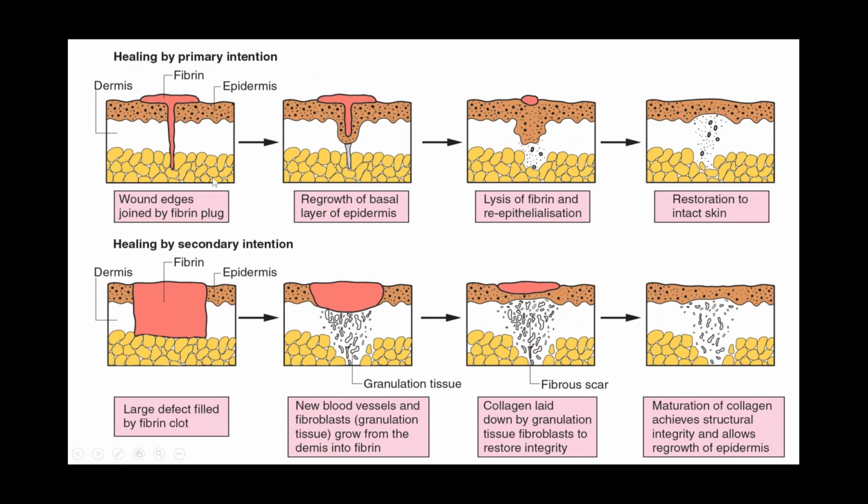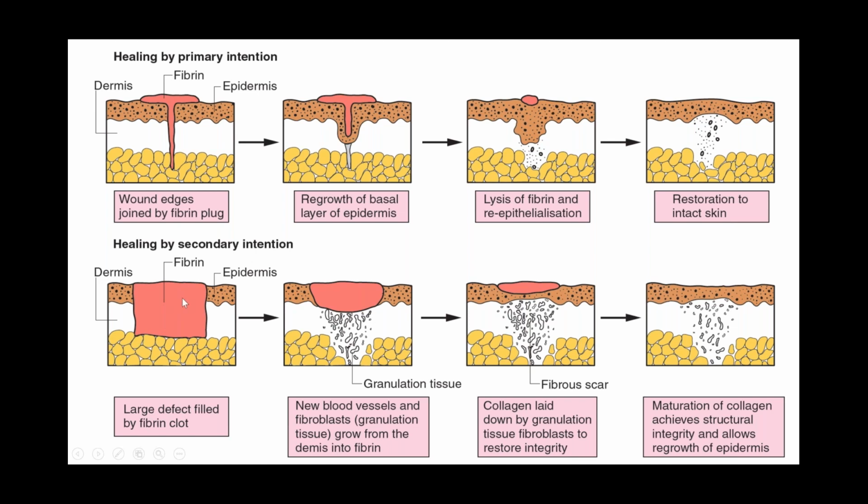Here, this picture shows healing by primary and secondary intention. The first picture shows the wound edges joined by fibrin. The blood clot and fibrin fill the small cleft, and there is early inflammation close to the edge and macrophage activity around the clot. This leads to wound edge joining. So there is regrowth of the basal layers of epidermis, then lysis of fibrin and re-epithelialization, and finally restoration to the intact skin.